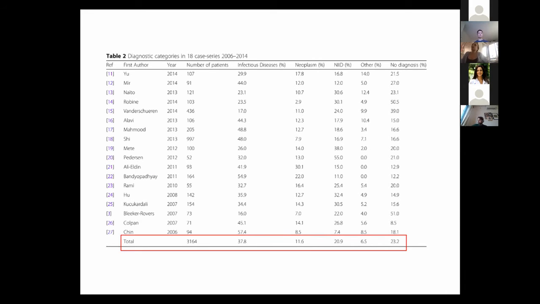And so this is the bottom line, basically. About 3,000 patients over these 18 case series from the mid-2000s, and infections were the predominant etiology when you found an etiology, about 37-38% of the time. And then non-infectious inflammatory diseases, so that would be autoimmune diseases, autoinflammatory diseases, connective tissue diseases, vasculitis, and then no diagnosis, made up almost a quarter of the cases, and then neoplasm was there as well.